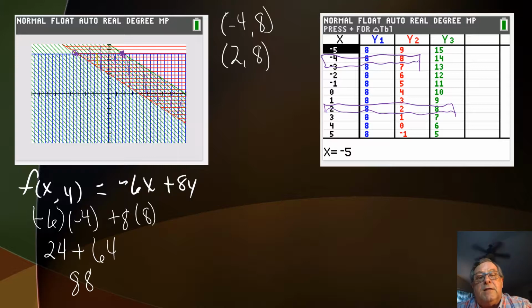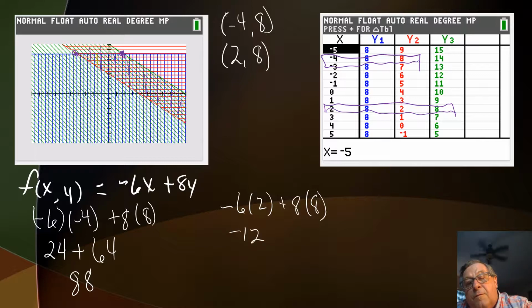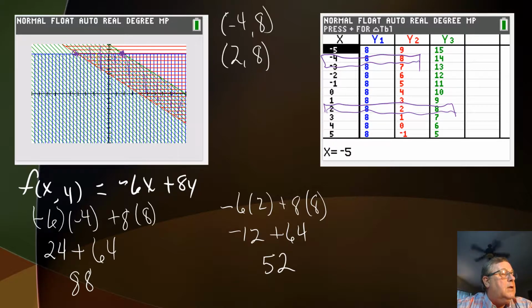Let's do the second set with the 2 and 8. Then we'd have negative 6 times 2 plus 8 times 8. Negative 6 times 2 is negative 12, 8 times 8 is 64, and negative 12 plus 64 is 52.